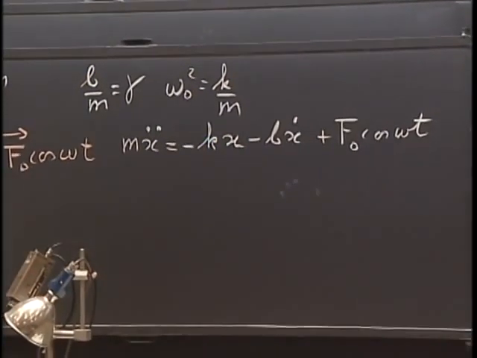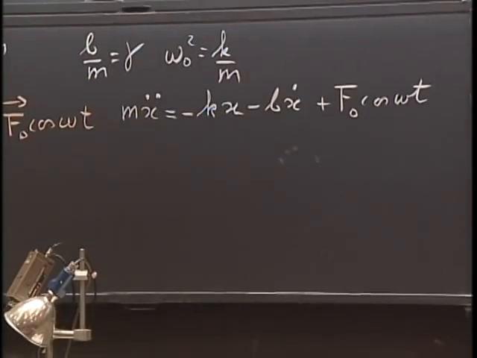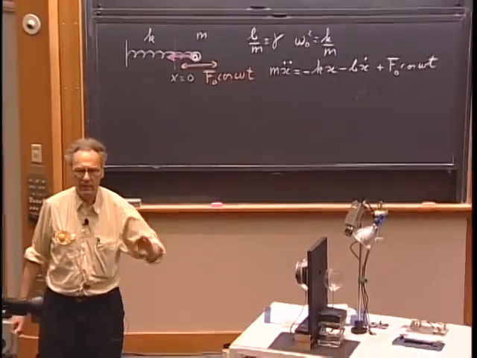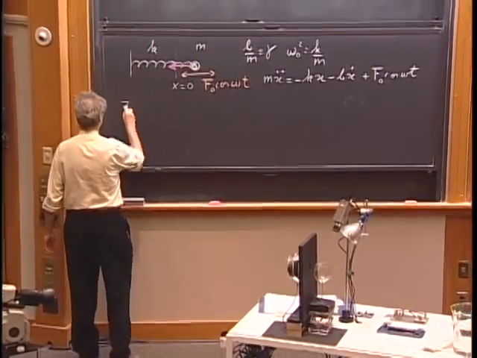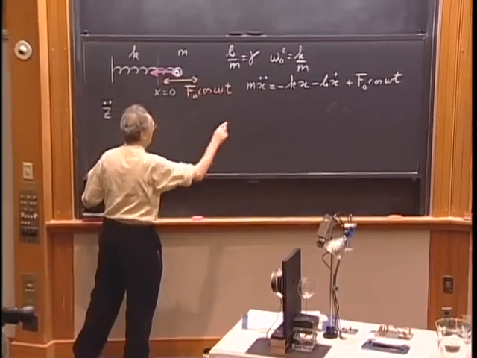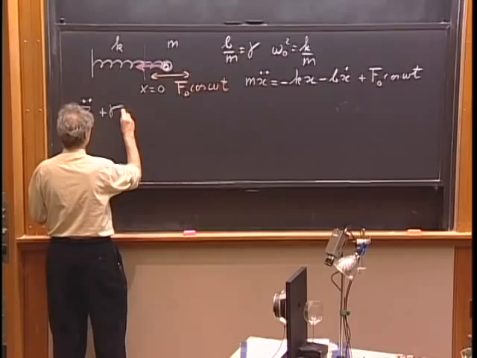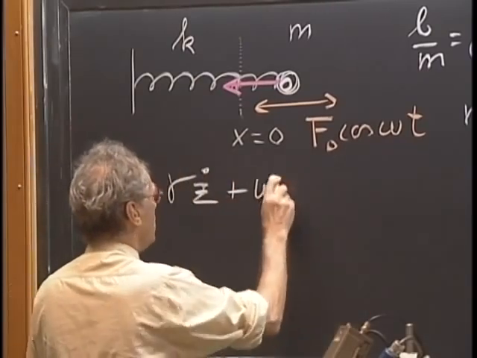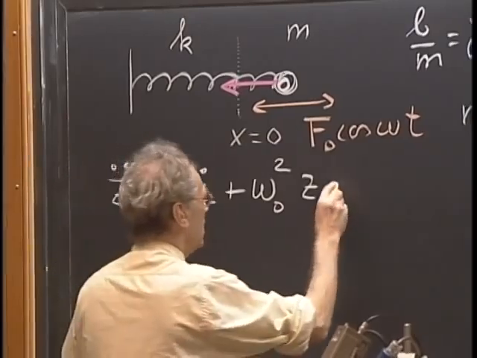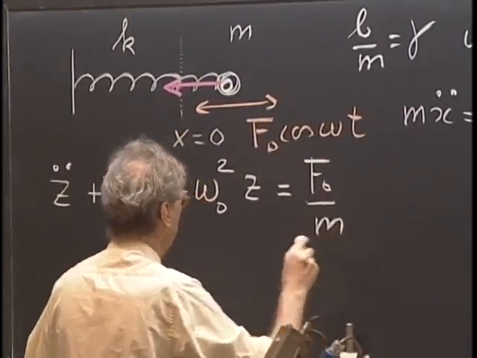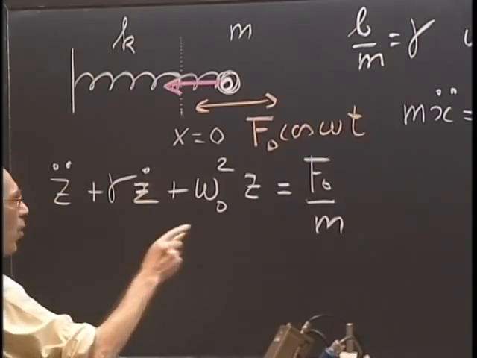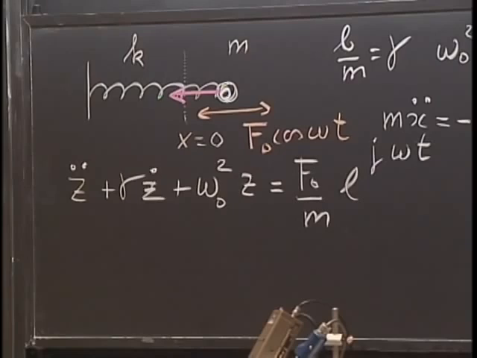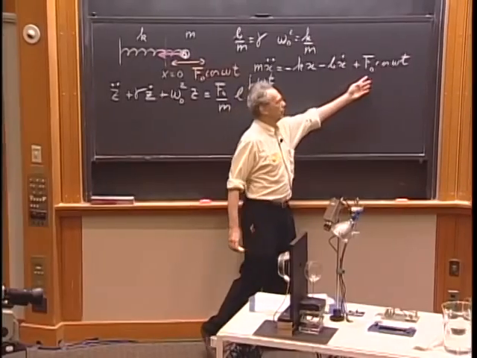What I'm going to do now, I'm going to move this to the complex plane, not that it is absolutely necessary, but I'm so used to that. So I'm going to write this now in terms of a z. And then we take the real part of z later, that gives us back x. So I'm going to write this now in terms of z double dot. I divide m out. We get plus gamma times z dot plus omega 0 squared times z. And that now becomes F0 divided by m. Remember, I divided m out. And then we get cosine omega t, for which I will write e to the power j omega t, because I work now in the complex plane. And through Euler, I can always convert that back to cosine.